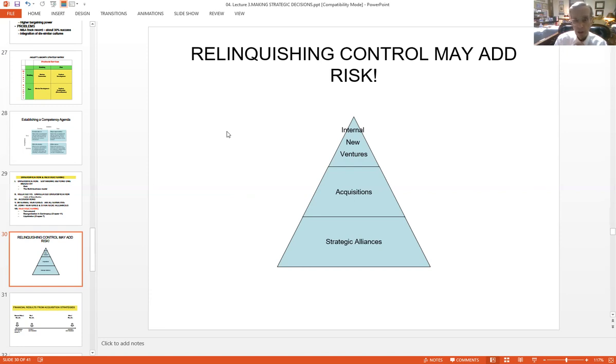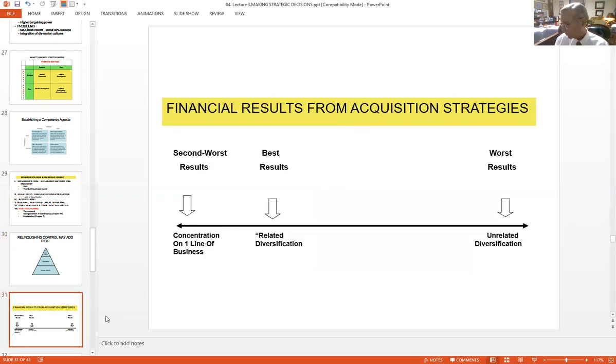But all things considered, strategic alliances and joint ventures very often are the smart move, as long as you can get used to the fact that you're not going to have absolute control. You've got a partner, and the partner has interests just like you do. So here's the last slide, and in some ways, it's at least as important as the others.